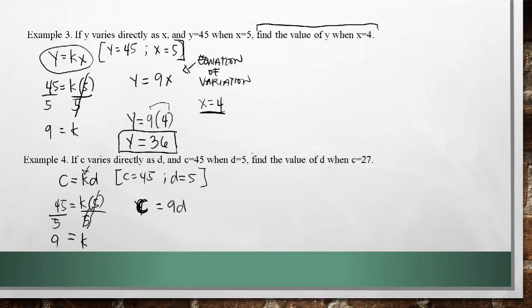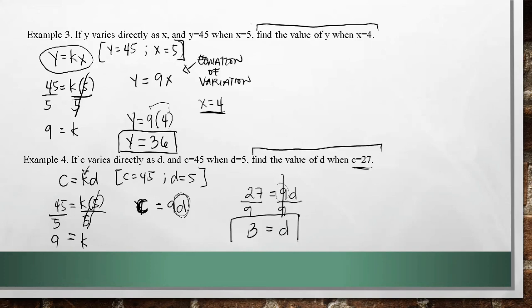And now we have the equation of variation. We can find the value of d when c is 27. So, eto ngayon yung hahanapin natin, value ni d. So, substitute the value of c, which is 27, is equal to 9d. And to get the value of d, we can divide both sides by 9 to eliminate the coefficient of d, which is 9. So we can cancel this one, and the remaining here is d, and 27 over 9 is 3. So therefore, the value of d is 3. So this is how we solve the direct variation.